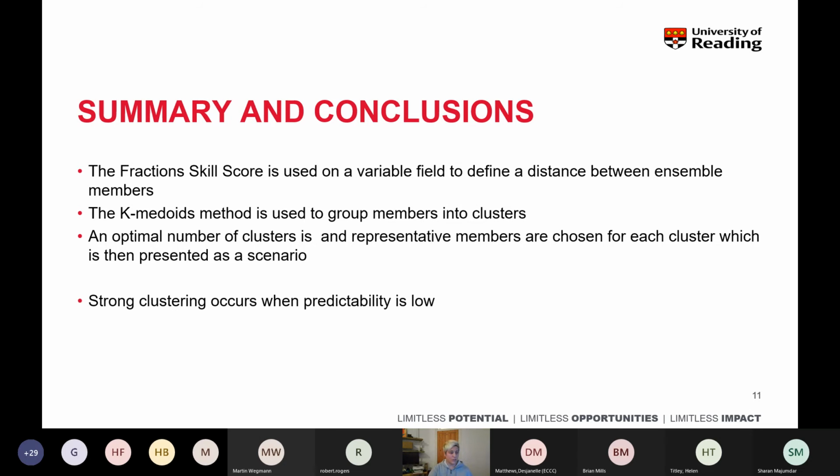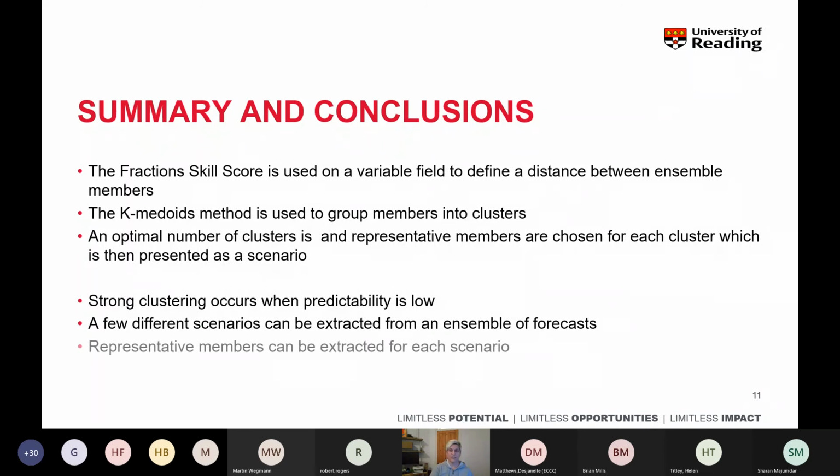Some of the conclusions we've already been able to draw from the work. We have strong clustering occurring when predictability is low. We've been able to extract a few significant scenarios from our ensemble forecasts, and we have been able to extract representative members that accurately represent these scenarios in sort of a center point.